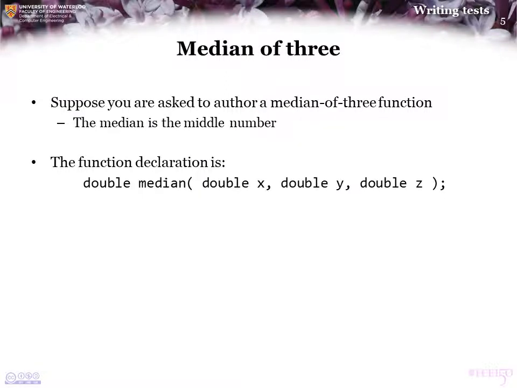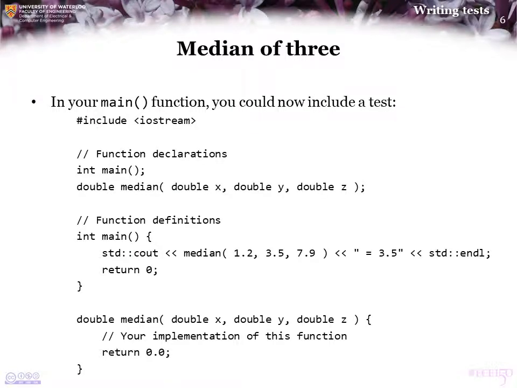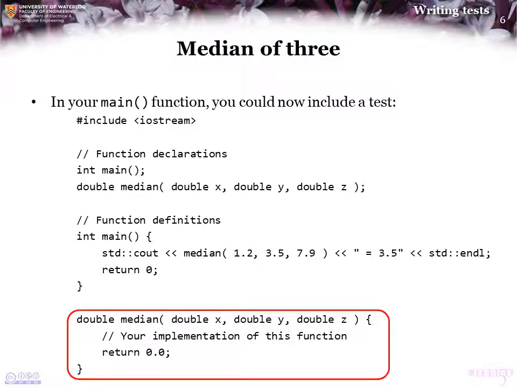Let's take a look at an example. Suppose you are asked to author a function that calculates the median of 3, that is, the middle number of 3 arguments. Here's the function declaration. Thus, in your main function, you can now include a test. So, here we have a skeleton of our program. The median function is not implemented, it simply returns 0.